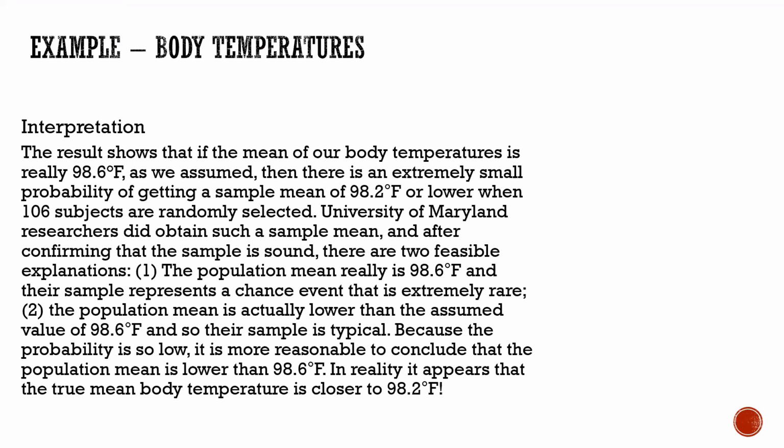Our result shows that if the mean of our body temperature really is the published value, the value published by the University of Maryland, the probability of getting a sample mean of 98.2 or lower is very, very, very low. It's basically 1 in 10,000.